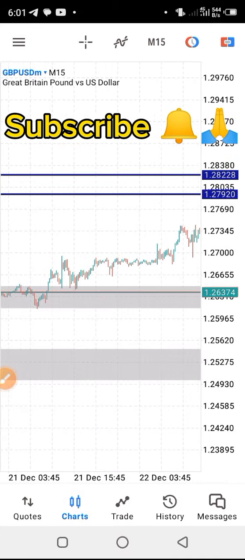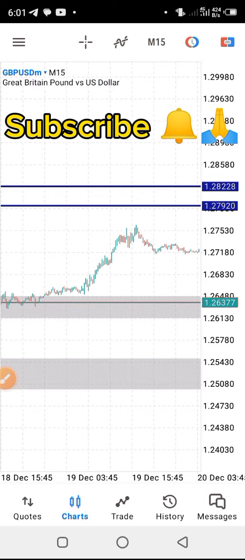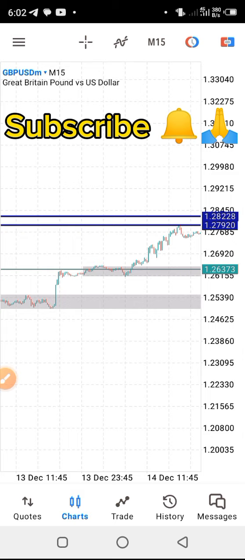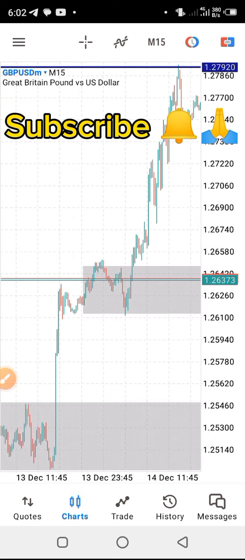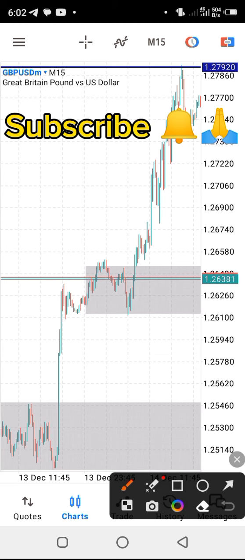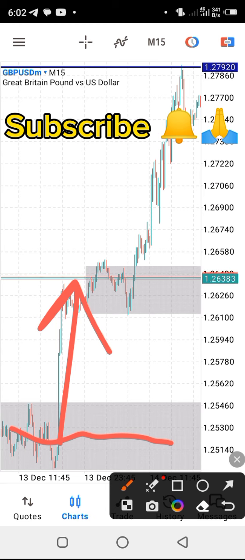Let me show you the beginning of the demand zone. I have 2 demand zones right here. Let me zoom out. So this is the first demand zone under here. You can see price was pushed up from that level.